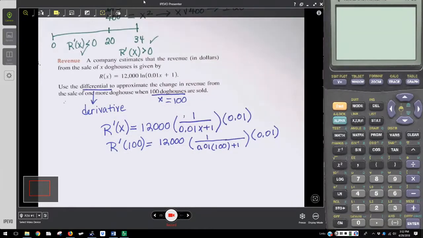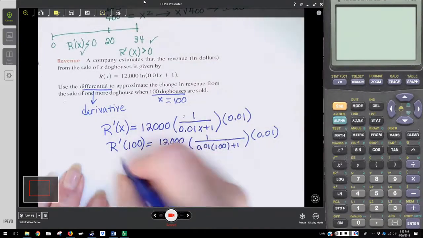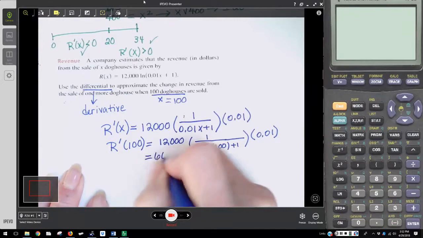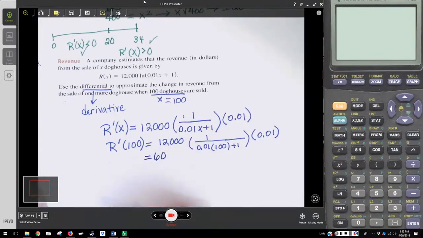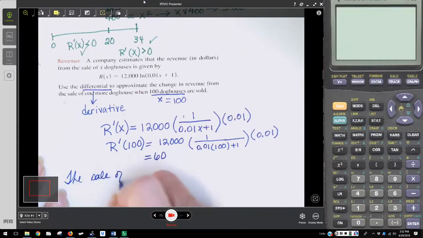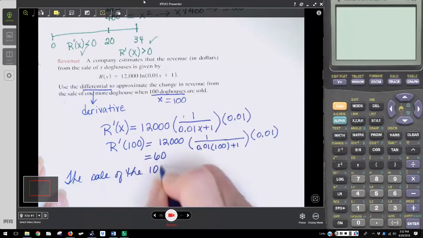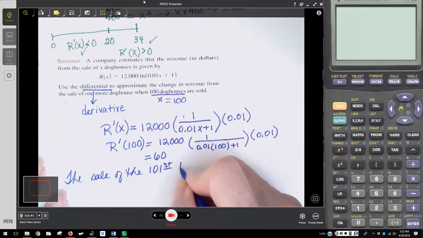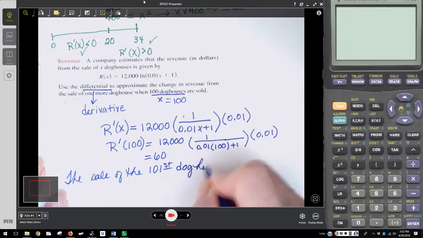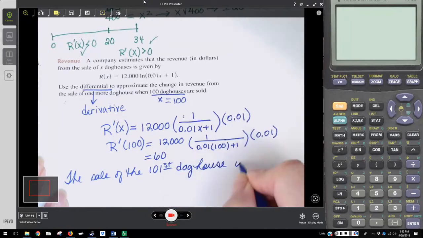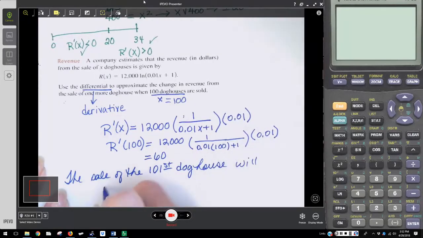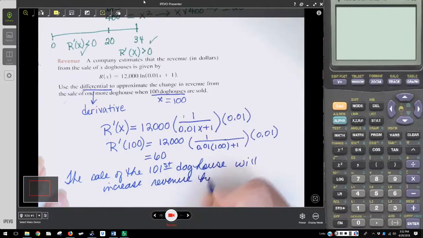So what that tells us is that r prime of 100 equals $60. And the interpretation of that is that the sale of the 101st doghouse will increase revenue by $60.